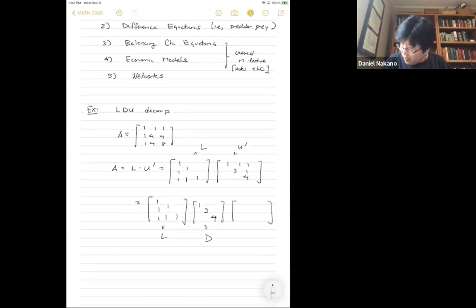So for 1, it doesn't do anything. But for 3, if I put a 3 in D, I have to put a 1/3 over here. Does that make sense? Yeah, this makes sense. And this one should have a 1 here, because you divide 4 by 4, so it's 1. Okay, that's right, not a 1/4.